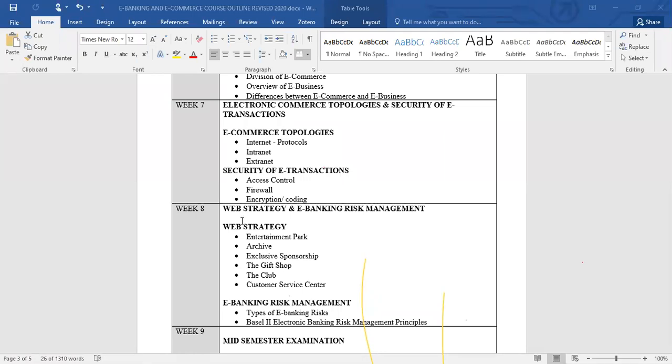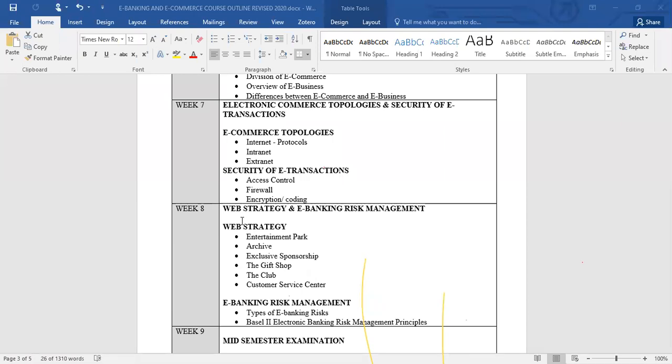And some of these measures, which they labeled as attractors, are entertainment park, the archive, exclusive sponsorship, gift shop, the club, and customer service center. So in this class, we will go through these attractors. They are supposed to be 7. One is not there. Don't worry, when we are doing it, we will. I'm trying to see which one didn't come.